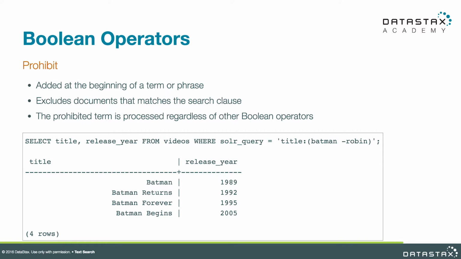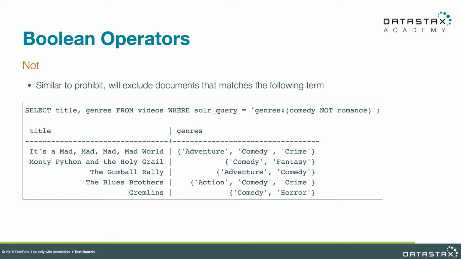We don't want that. And so what you see is you see Batman Returns, Batman, Batman Forever. You don't see Batman and Robin. Not is similar to prohibit. You're probably more likely to see not preceding a group of things, so you're able to negate the whole group, but you're going to do the same thing. Basically, documents that match the following term will not be in the results. You're making sure that those things are excluded. So if you'll notice here, all of the results are comedies. None of them is a romance because we explicitly say not romance.